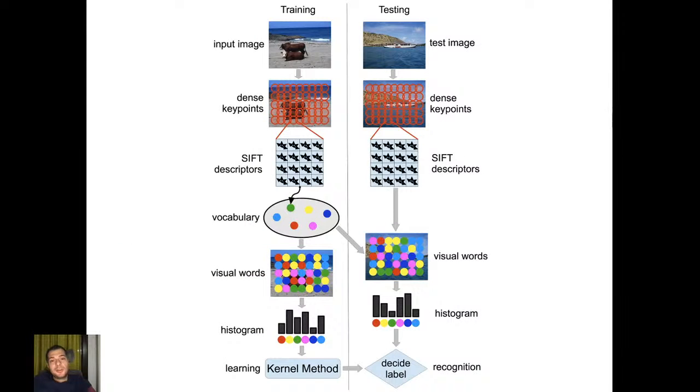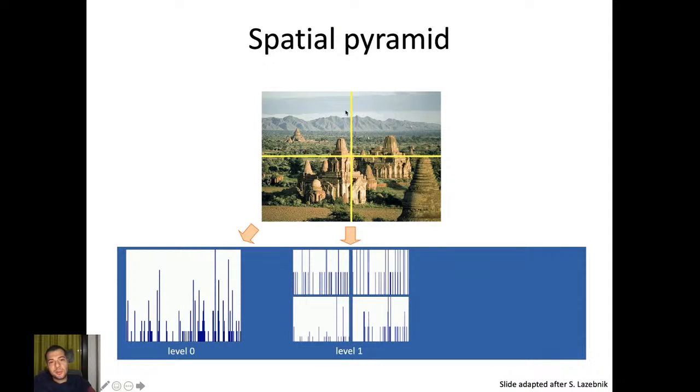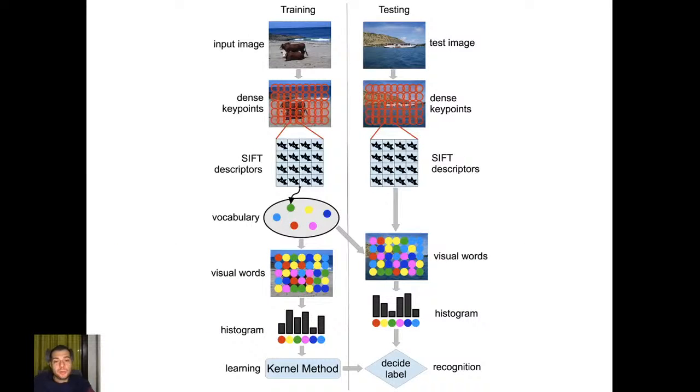Okay, so in this example, the spatial pyramid goes on top of color histograms, but the same idea can also be applied to the bag of visual words. When you go from visual words to the histogram, you can divide the image into bins and compute histograms for each region of the image.